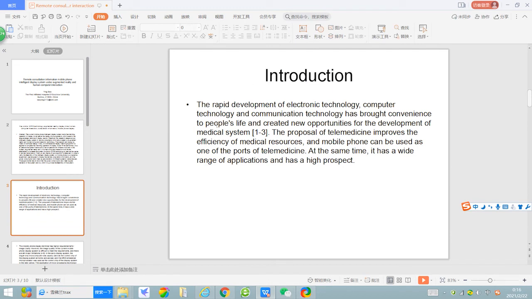Introduction: the rapid development of electronic technology, computer technology, and combination technology has brought convenience to people's life and created new opportunities for the development of medical system. The proposal of telemedicine improves the efficiency of medical resources, and mobile phone can be used as one of the parts of telemedicine. At the same time, it has a wide range of applications and has a high prospect.